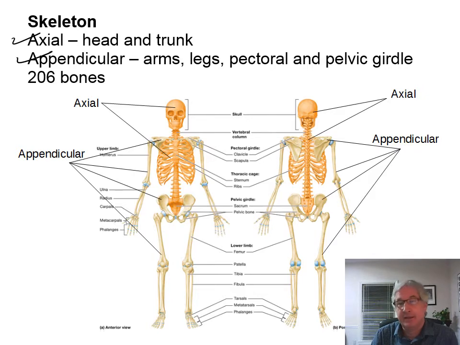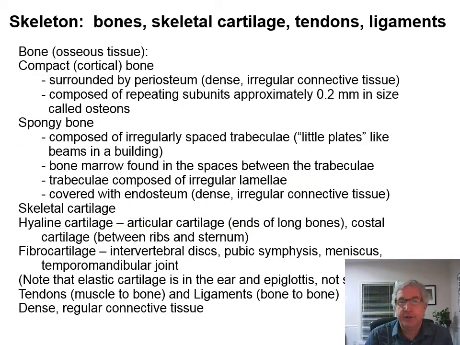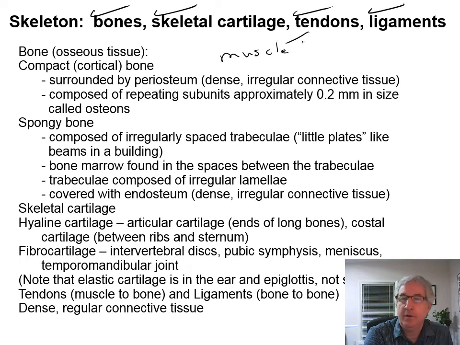Next slide. So the skeleton is composed of four things: bones, skeletal cartilage, tendons, and ligaments. Tendons connect muscle to bone, and ligaments connect bone to bone.